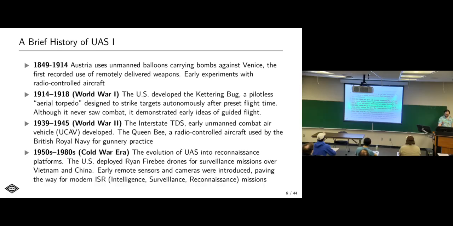Around World War I and II, we start seeing countries developing aerial torpedoes that are pilotless, things that are radio-controlled. World War II saw the first unmanned combat air vehicle. I think that was the U.S. that made that. And then we start seeing radio-controlled aircraft used for training, for gunnery practice.